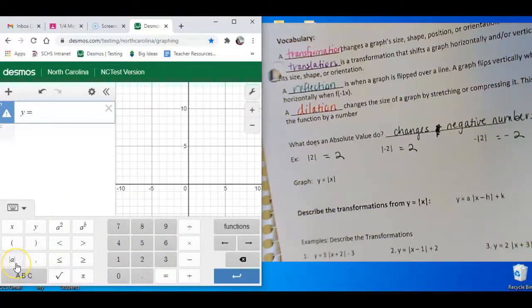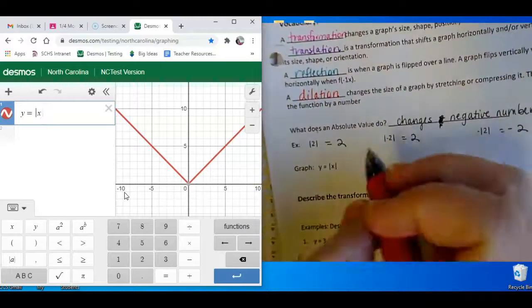Down here is where all of our functions are. You'll notice there's an absolute value of a right there. So we're going to click that. The absolute value sign will come up. Then we're going to use this x and y. There is a keyboard, but you can just use the x and y here. So press x. And so there's what the absolute value of x looks like. It's a V.